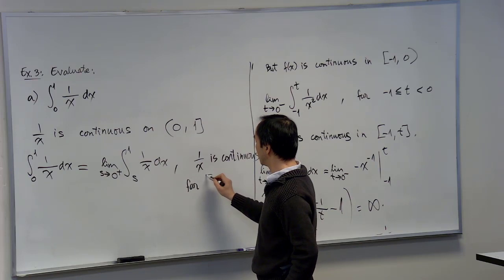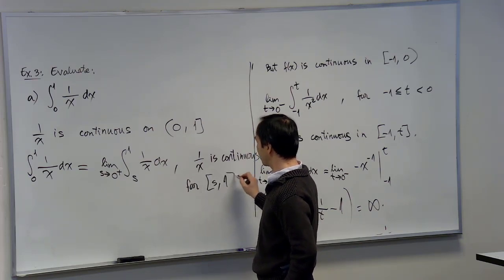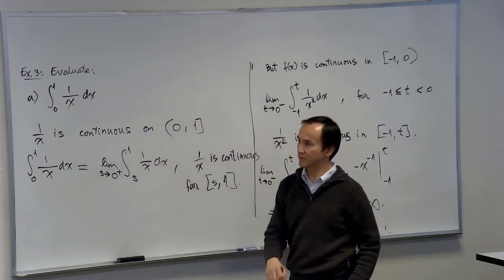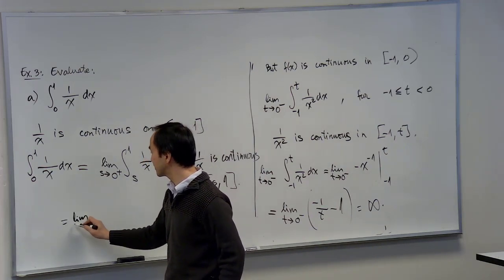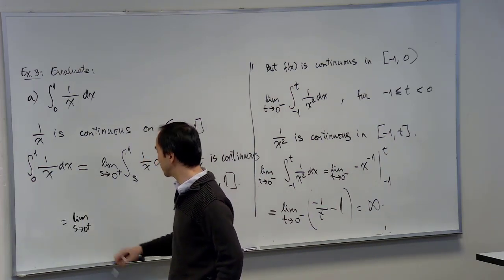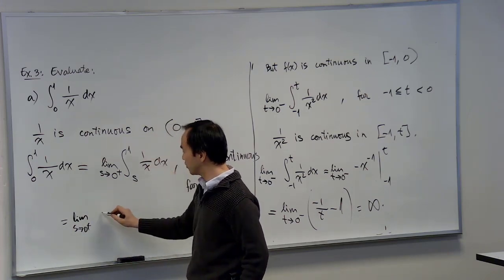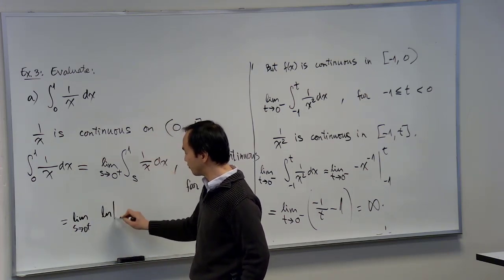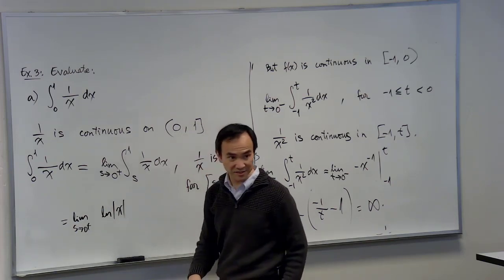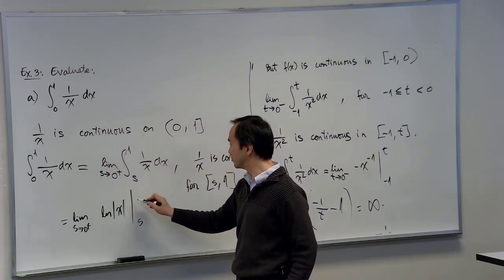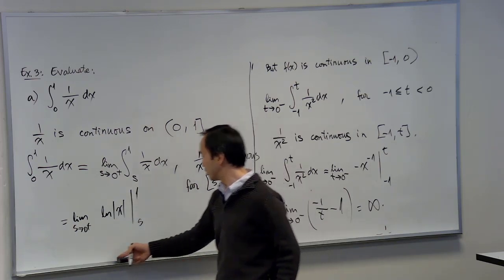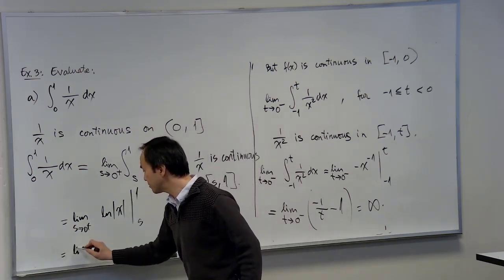For s to 1, right? So that way I'm going to proceed here a little further. It's a limit process, s going to 0 from the right-hand side. The function here gives natural log of absolute value of x, right? And then we evaluate that from s to 1 there. And so it will turn out still a limit problem, right?